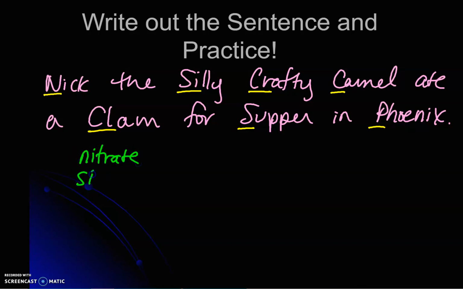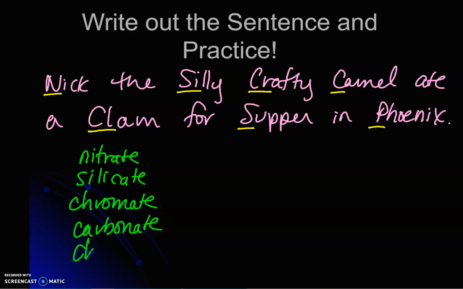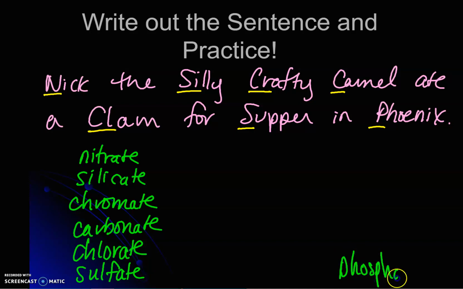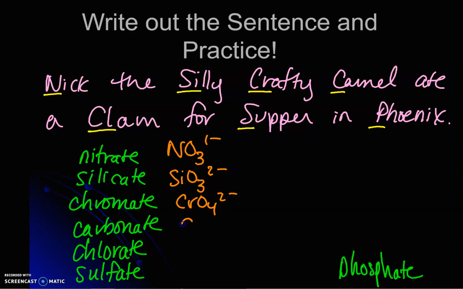silicate, chromate, carbonate, chlorate, sulfate, and we'll squeeze phosphate over here. And you should be able to go through and identify how many vowels and how many consonants you have to write NO3 1 minus, SiO3 2 minus, CrO4 2 minus, CO3 2 minus, ClO3 1 minus, SO4 2 minus, and PO4 3 minus.